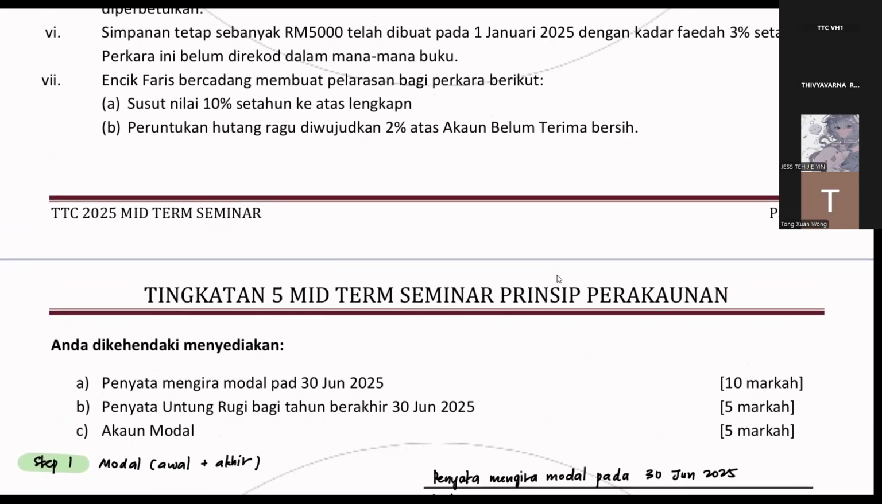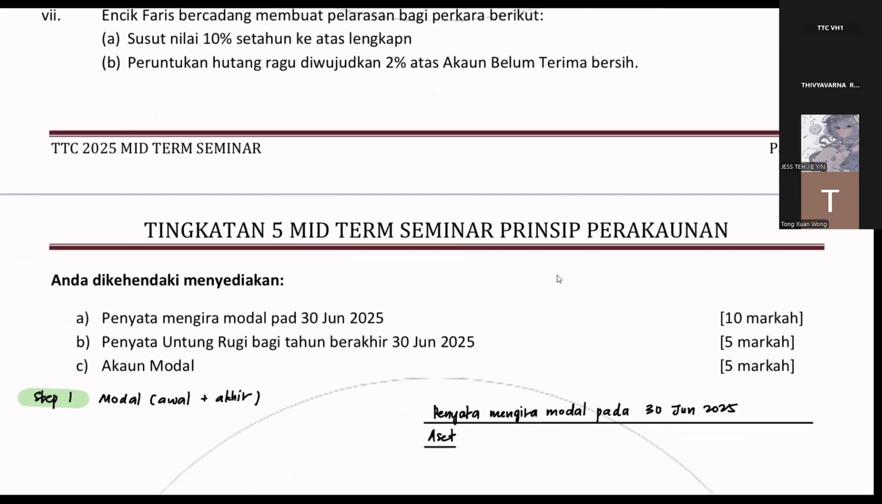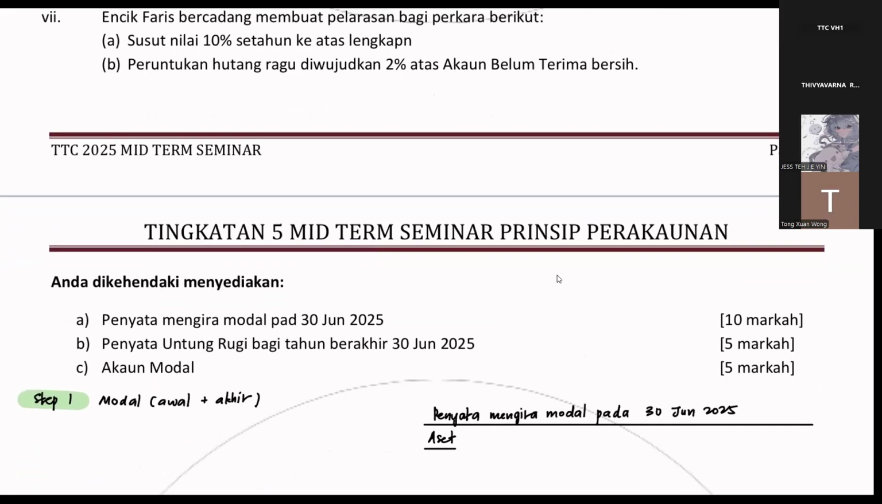And look at the question requirement in page 15 first. First part of the question requirement, they need us to calculate modal on 30th June. So very clearly it is modal on the last day. So it is to calculate modal akhir. We also consider it as modal baki HB.